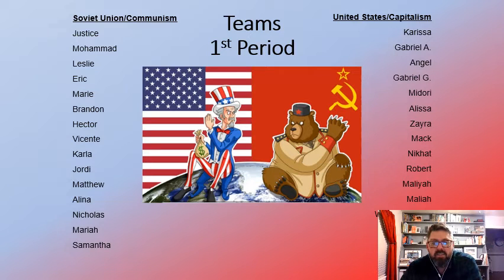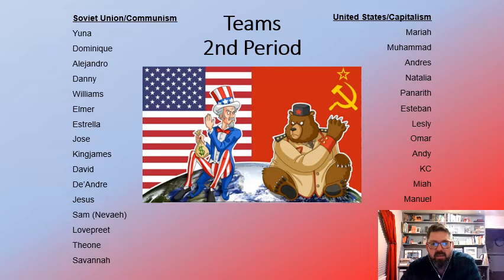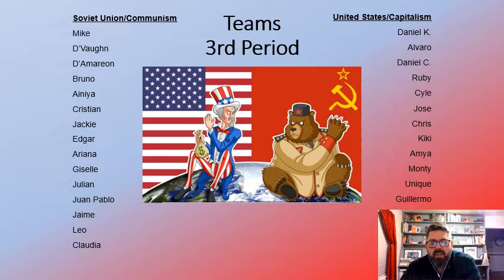Here we can see the list of students and where they will be on which team. This is for first period. And here are the team placements for second period. And the team placements for third period.